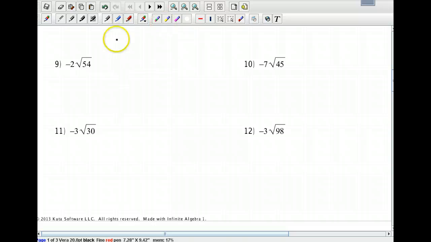Number 9. What if there's a coefficient out front, a rational part? So this is the rational part. It doesn't have a square root. This is the irrational part. So just kind of leave it alone. Simplify the irrational part. So what's the largest perfect square that goes into 54? You should come up with 9. Square root of 9 is 3. 3. And then everything else, let's bring it down.